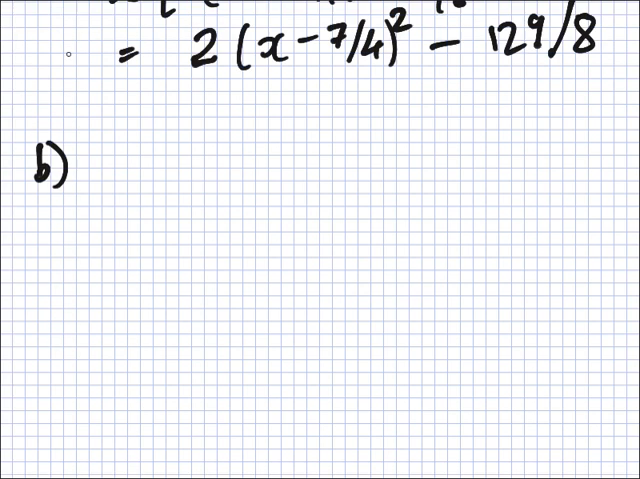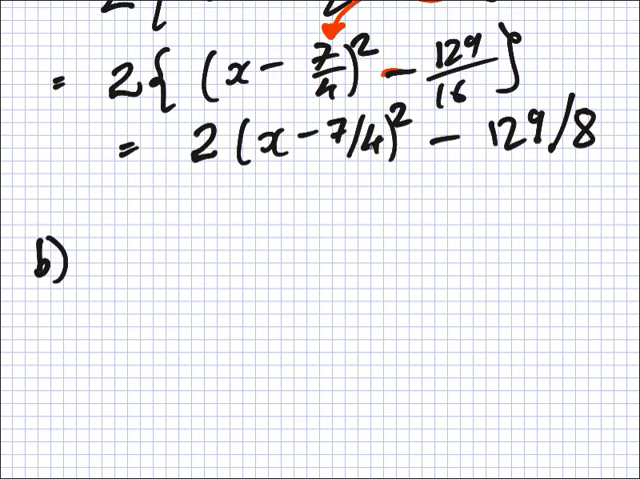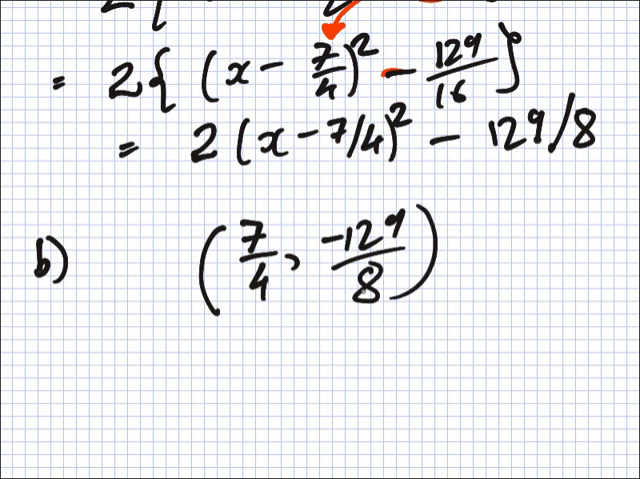Write the minimum point. So, taking this answer here, what's the minimum? 7 over 4 and minus 129 over 8. And I wrote 1 in the fraction and 1 in. Yeah, it was peculiar.